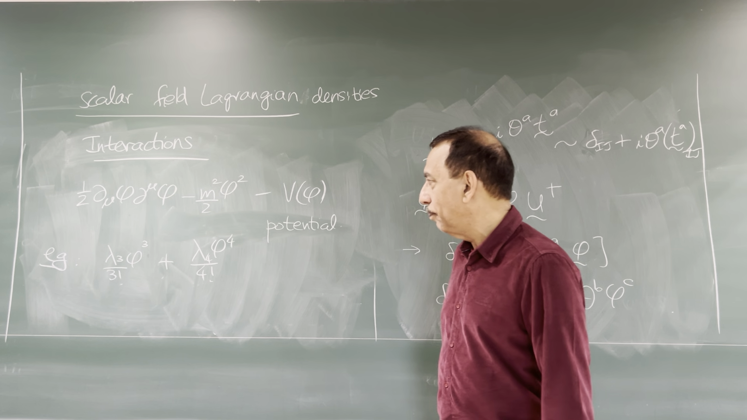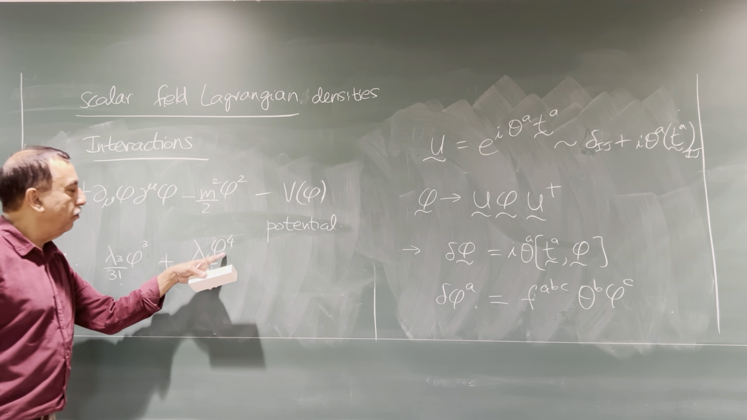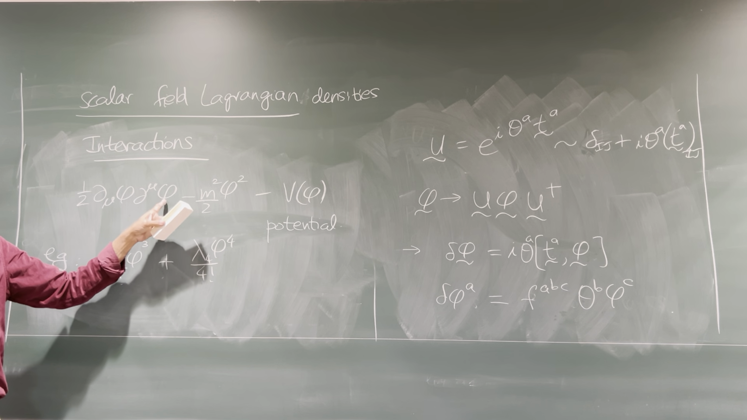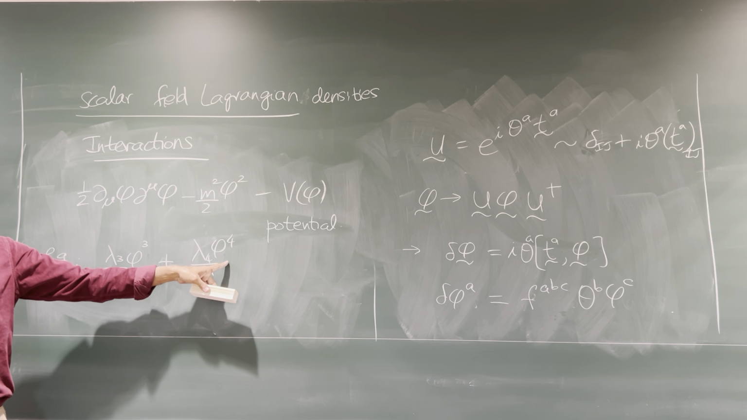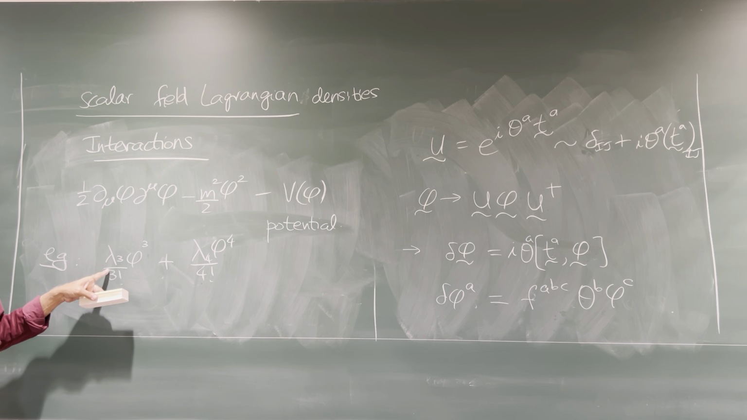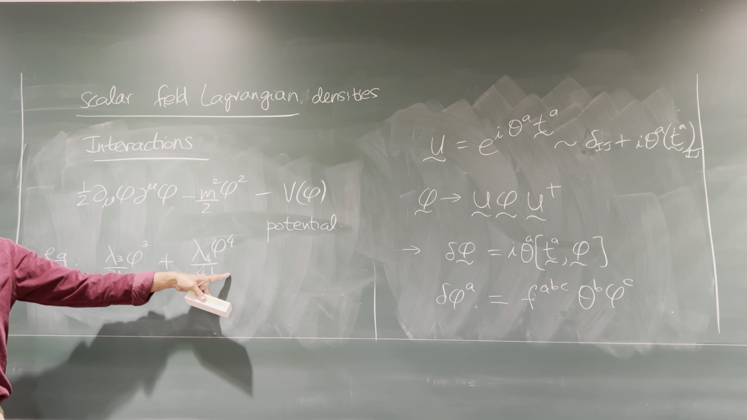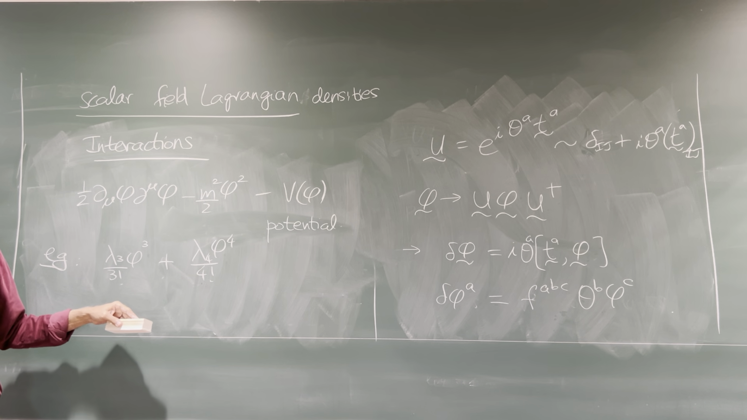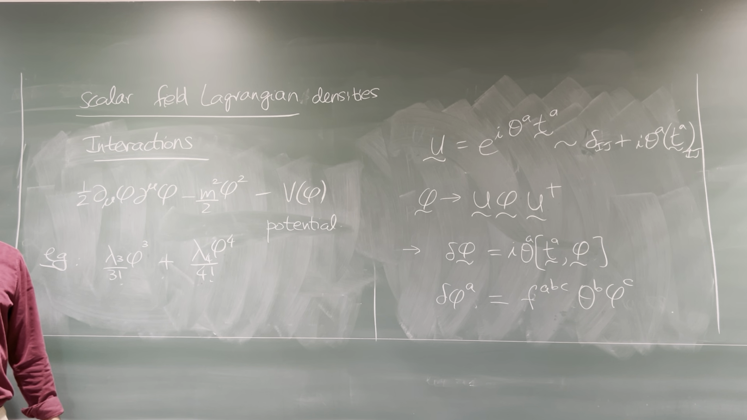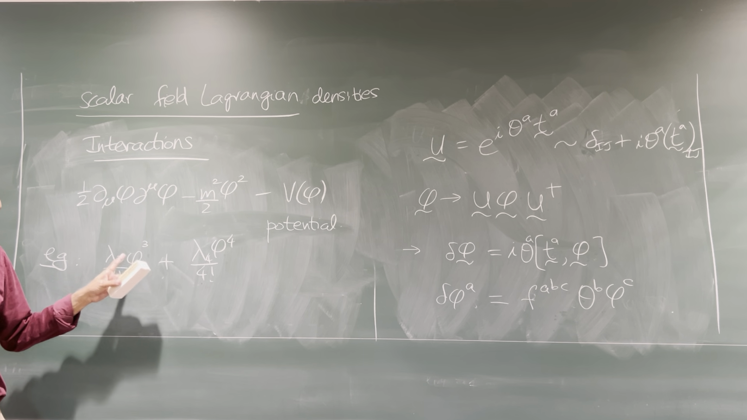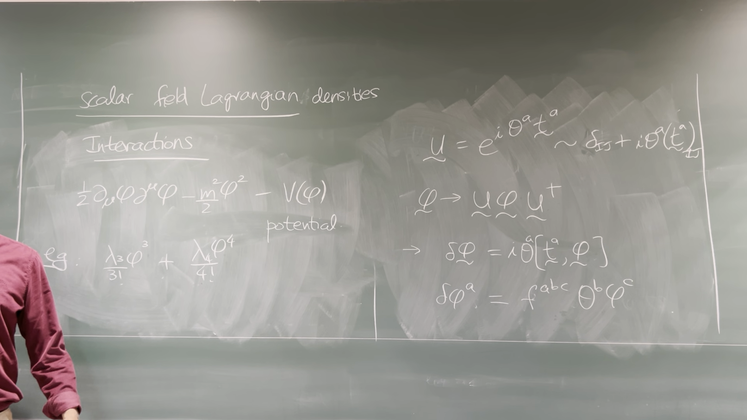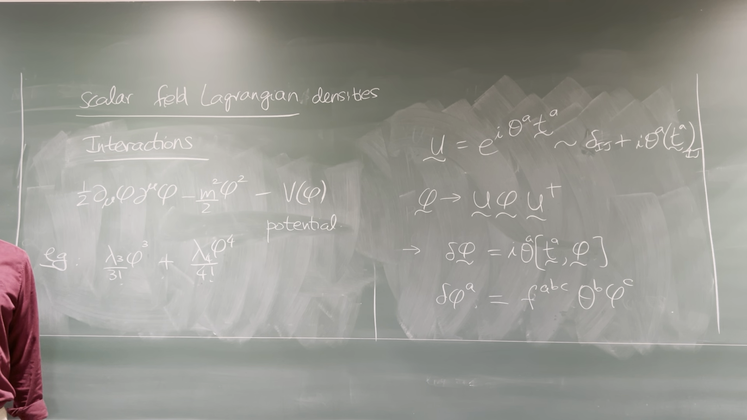For example, if I only have this phi fourth, then the phi goes to minus phi symmetry is preserved. But if I have this, then it's not preserved. If I have both of them, then it's also not preserved. But actually by shifting phi, I'll be able to again get the symmetry back, because basically a cubic plus a quartic is again a quartic after I shift phi. This is something you can work out for yourself.